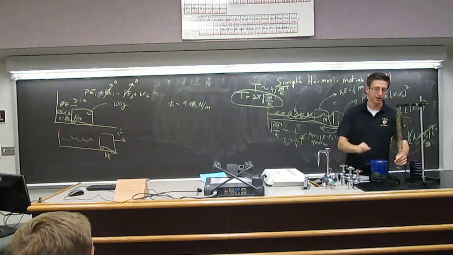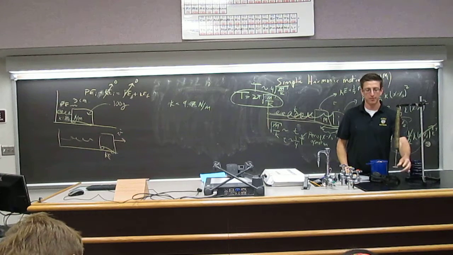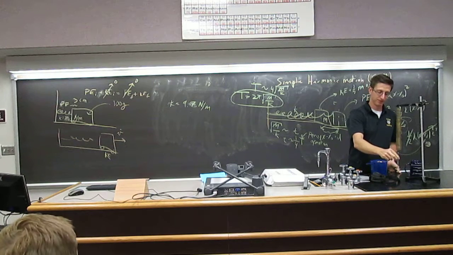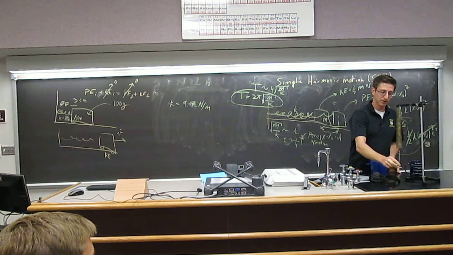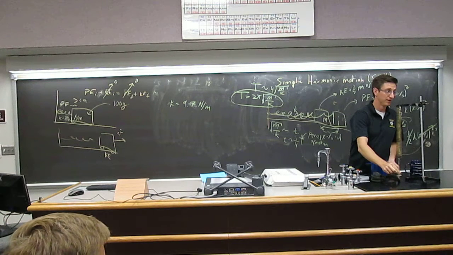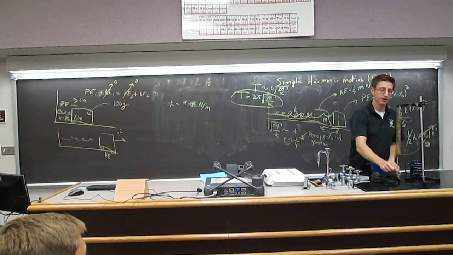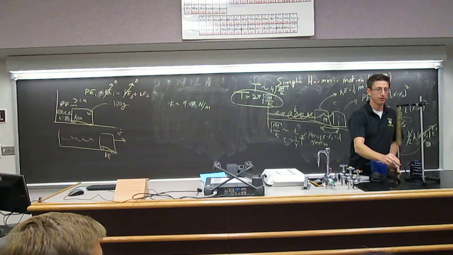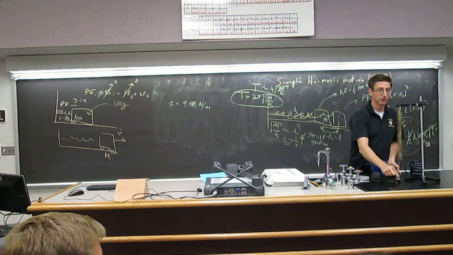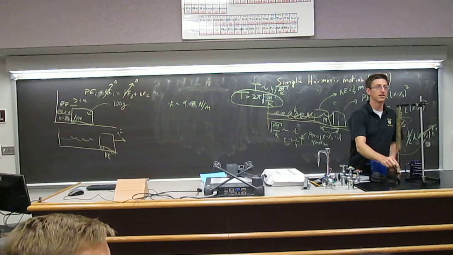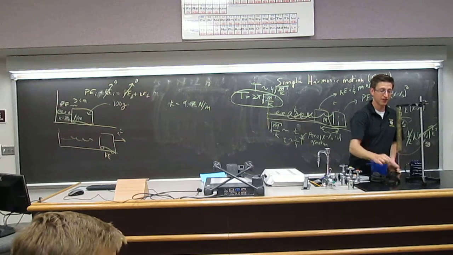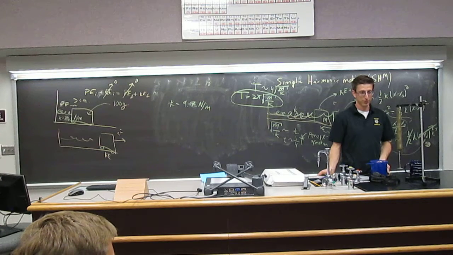Does anyone have a phone with a timer? We can do this really quick. I'm going to stretch this down a little bit and let it go. One period is when it goes up and comes back down to its initial position. Can you measure the time for 5 periods? You'll count 1 when it comes back, 2, 3, 4, 5. On your mark, get set, go. 2, 3, 4, 5.